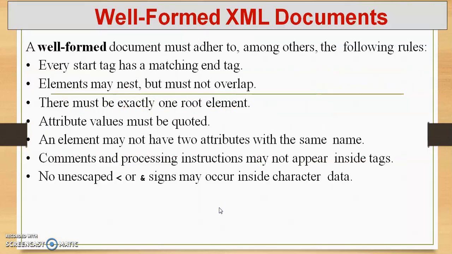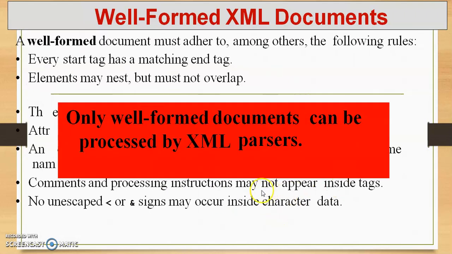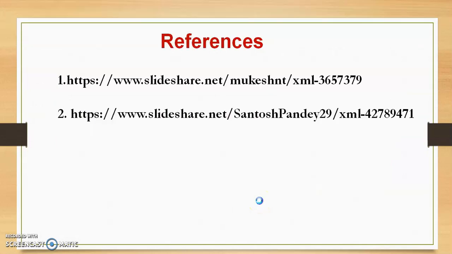A well-formed XML document must adhere to the following rules. Every start tag has a matching end tag. Elements may nest, but must not overlap. There must be exactly one root element. Attribute values must be quoted, either single or double quotes. An element may not have two attributes with the same name. Comments and processing instructions may not appear inside the tags. No unescaped ampersand or less-than signs may occur inside the character data. Only well-formed documents are processed by XML parsers.